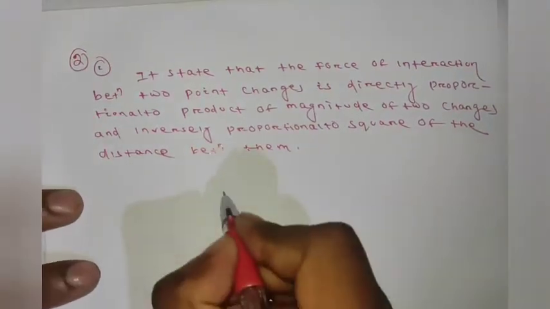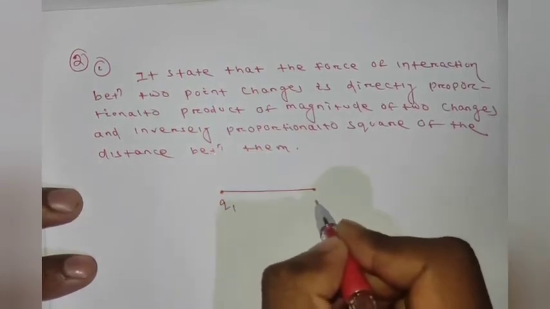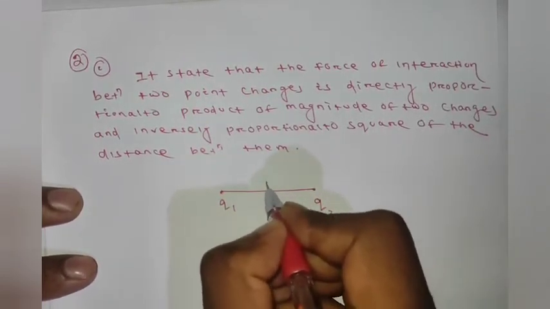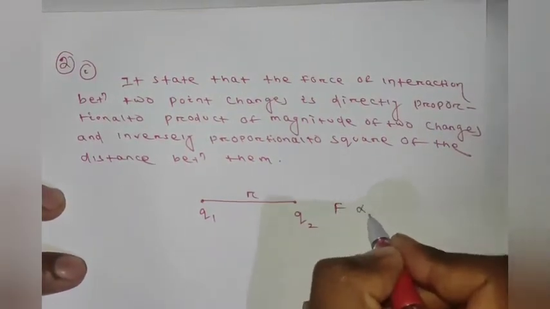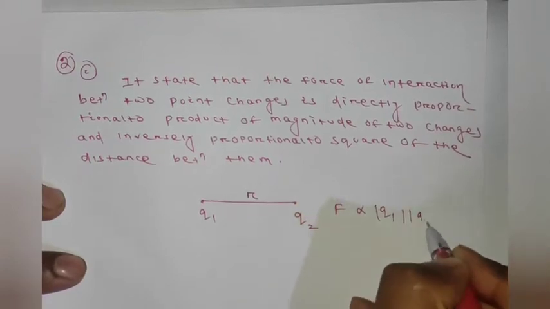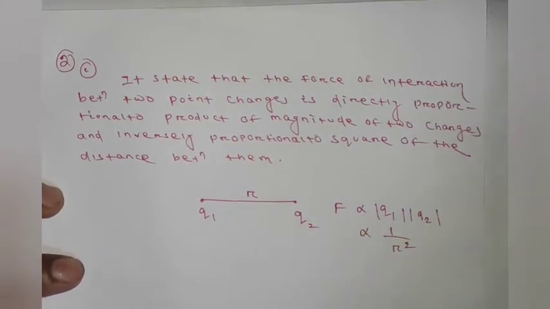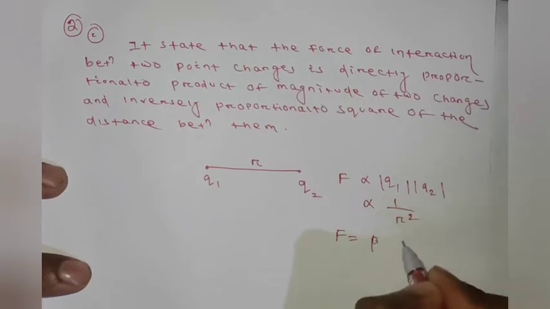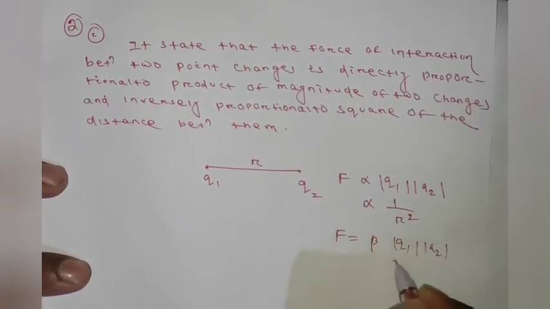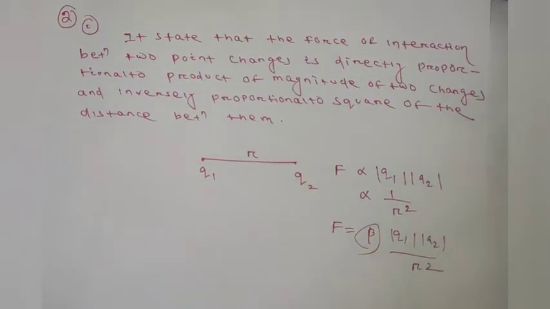So if this is my charge Q1, this is my point charge Q2, and R is the separation between them, then Coulomb force is directly proportional to the product of the magnitude of the two charges and inversely proportional to the square of the distance between them. Combined, the force will be beta Q1 modulus Q2 modulus by R square, where beta is the proportionality constant. And also they ask to state two properties of Coulomb force.